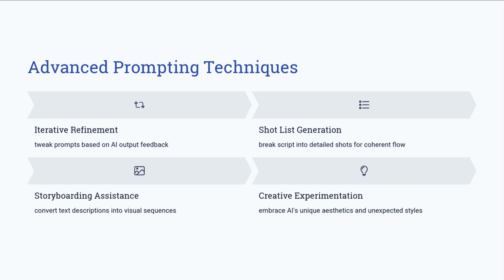Just like directing a real scene, you've got to tweak things. Run the prompt, look at the output, adjust the wording, maybe change the mood or action, then rerun it. Rinse and repeat till it hits just right.